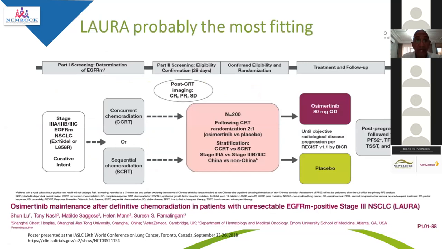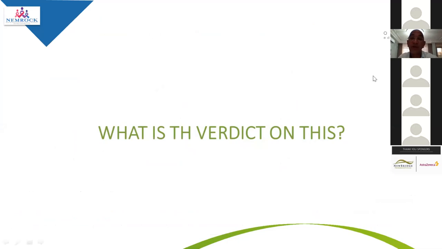I think the one that is going to be most fitting for this patient is what's known as the LAURA trial. The LAURA trial is stage 3A, 3B, 3C patients who are going to receive concurrent or sequential chemoradiotherapy. Being EGFR mutant, they are going to receive osimertinib following the chemoradiotherapy. And I think when the data from this trial comes out, this is going to be the most fitting for our patient. But unfortunately, we do not have that data right now. So who wants to give me what they would do for this patient?